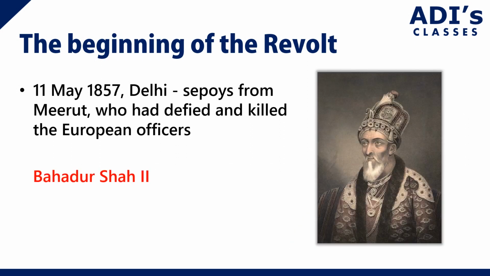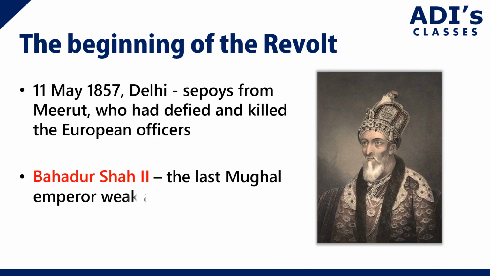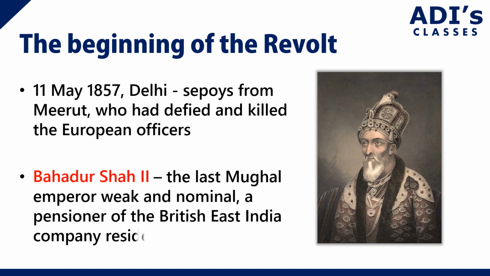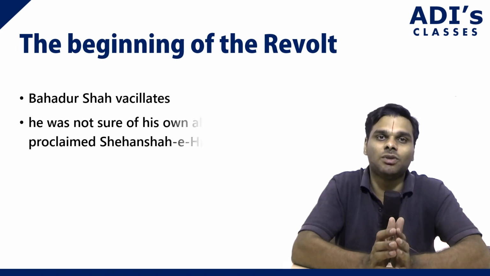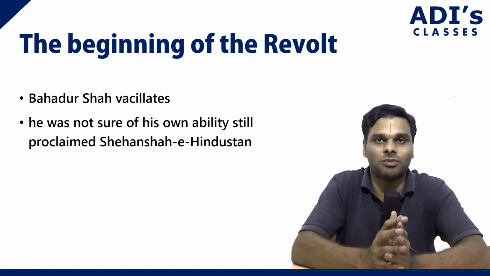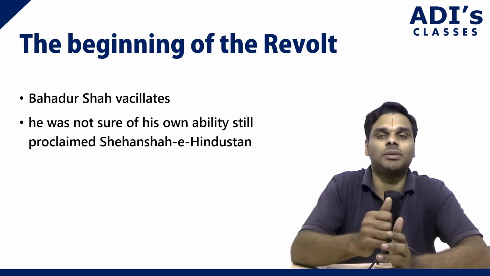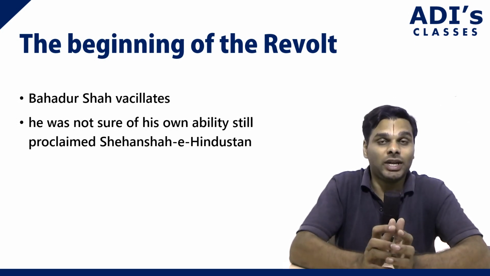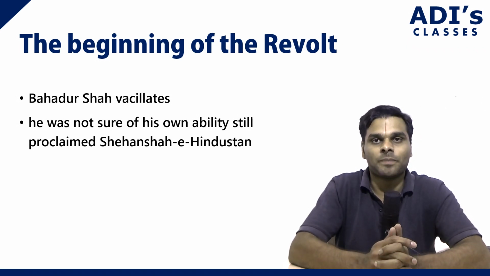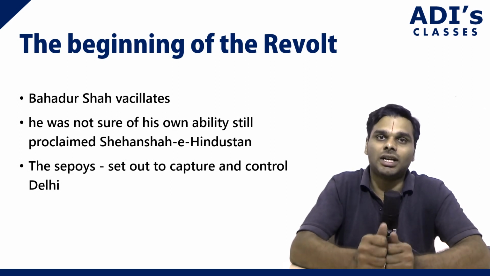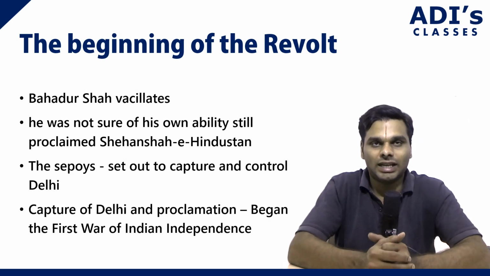Bahadur Shah II was the last Mughal emperor at this time. He was weak and nominal and a pensioner of the British East India Company, and he resided at the Red Fort. The crowd wanted Bahadur Shah to become their leader and hence lend legitimacy to their cause. Bahadur Shah vacillated as he was neither sure of his own ability to lead such a movement nor the intentions of the sepoys gathered. He was persuaded, if not coerced, and was proclaimed Shahenshah-e-Hindustan. The sepoys then set out to capture and control the imperial city of Delhi.